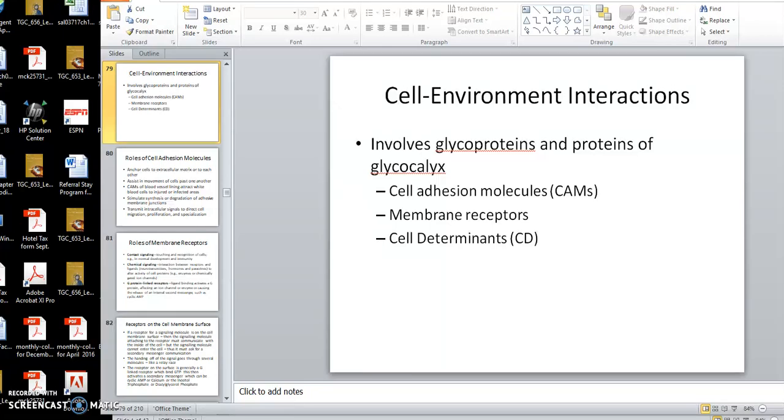Okay, now we want to talk about, we talked about the cell membrane. What is right within the cell membrane and outside the cell membrane? We call it cell environment interactions. Glycoproteins and proteins of the glycocalyx. The glycocalyx is basically that fuzzy carbohydrate layer on the outside of a cell membrane. We're speaking of cell adhesion molecules, membrane receptors, and cell determinants, known as CDs.